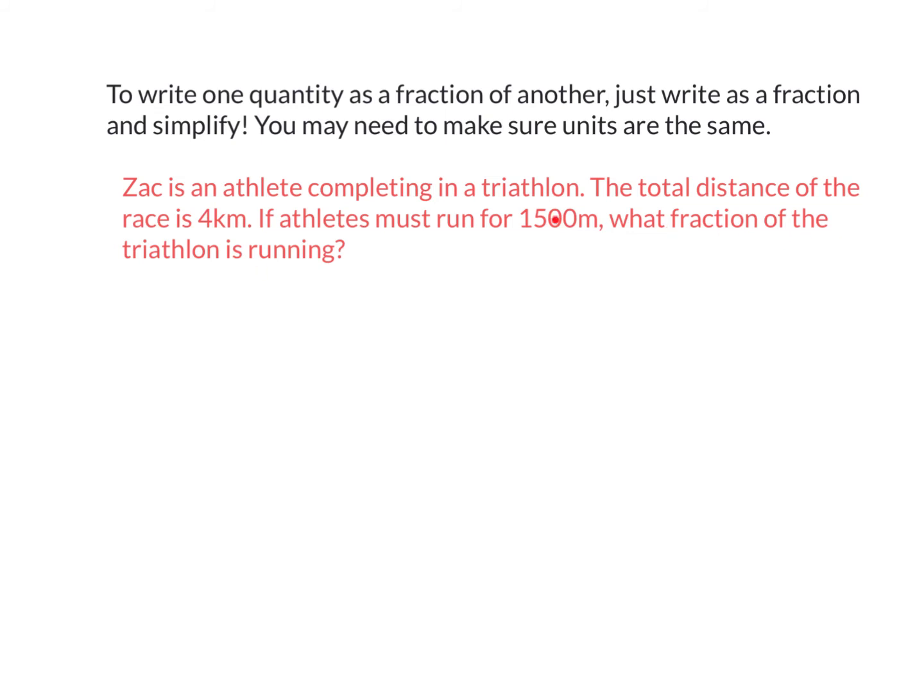So we're really asking, is 1,500 meters like half of 4 kilometers? Is it 5/9 of 4 kilometers? We don't know. That's what we're going to figure out. So we write the running part out of the total. Now this is in meters, so I need to make this into meters. 4 kilometers is 4,000 meters. So 1,500 over 4,000 of the triathlon is running.